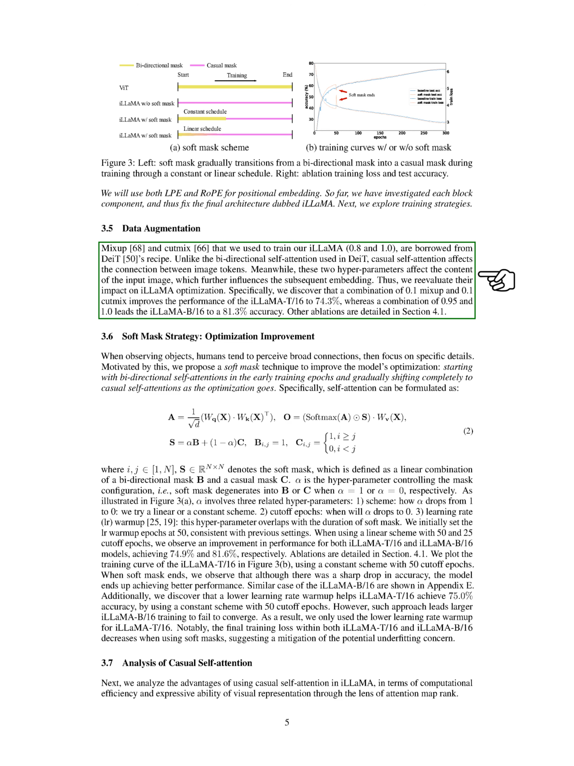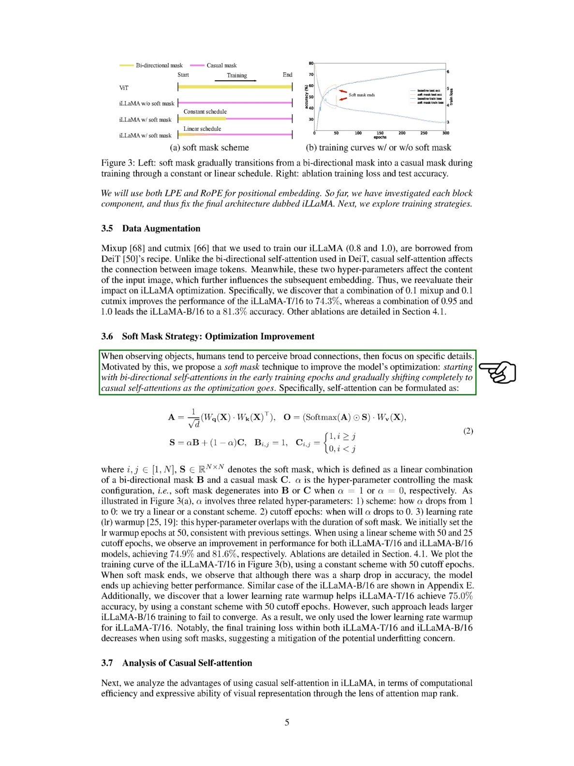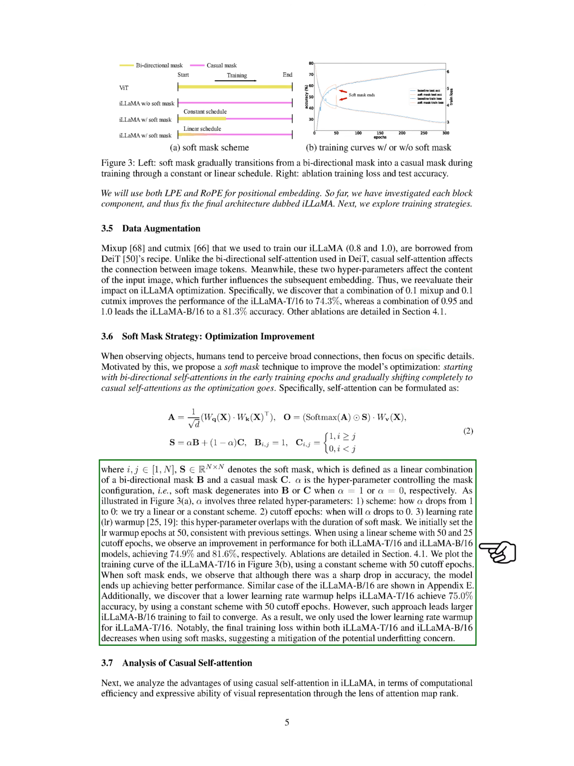We also introduced a soft mask strategy to enhance optimization, inspired by how humans perceive objects. This technique gradually transitions from bidirectional to causal self-attentions during training epochs. The soft mask is a linear combination of bidirectional and causal masks controlled by a hyperparameter alpha. By adjusting the scheme, cutoff epochs, and learning rate warm-up, we observed performance improvements for both iLLaMA T16 and iLLaMA B16 models, achieving accuracies of 74.9% and 81.6%, respectively.